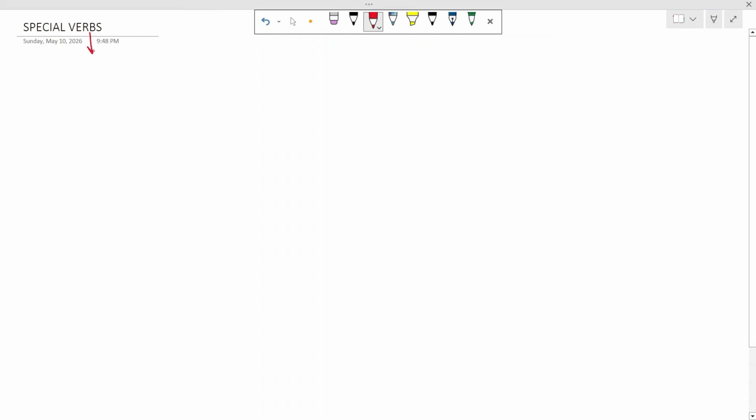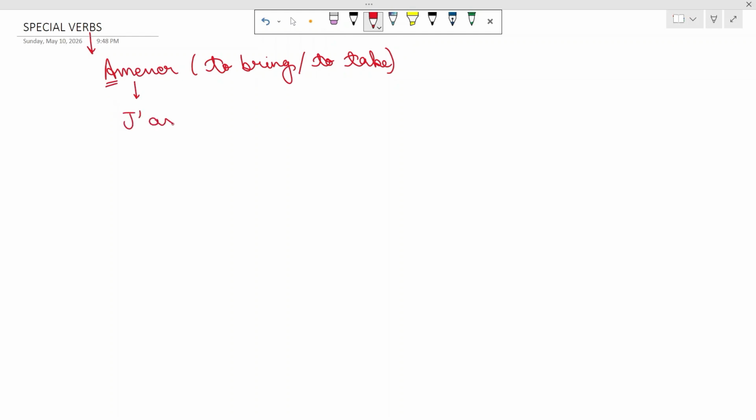So the first verb is amener, which means to bring or to take. Since this verb is starting with a, which is a vowel, subject pronoun je will change into j apostrophe, and accent grave is put over here above the letter e. So this is how we conjugate with the subject pronoun je.